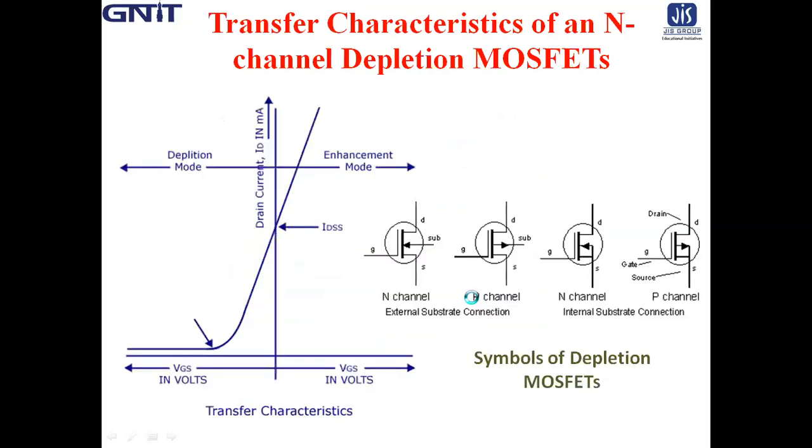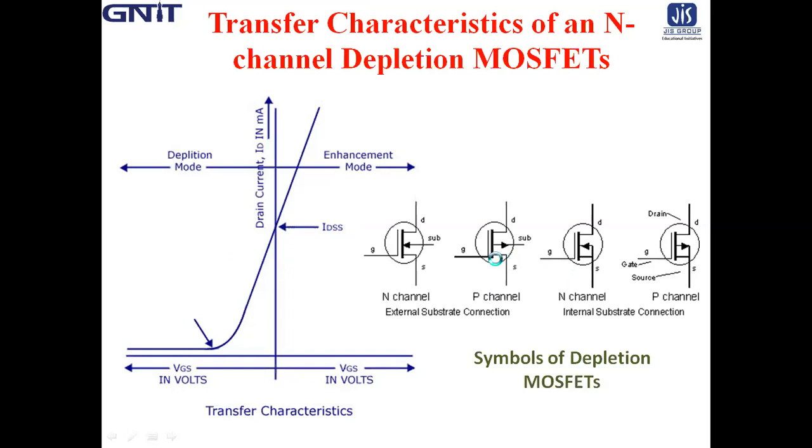And the transfer characteristics, see, for both cases, in the case of negative, here we get a sufficient amount of current. And obviously in the positive case, surely we get a large amount of drain current. So in the positive case, this behavior is the same as enhancement mode. And in the negative case, this behavior is like depletion type mode. And this intermediate point is called IDSS.